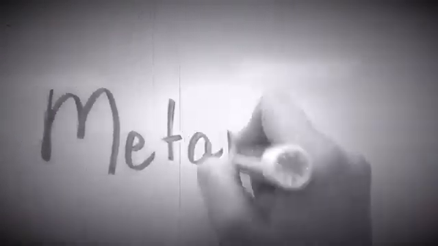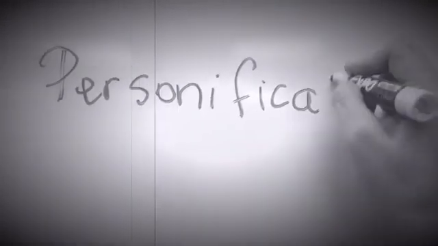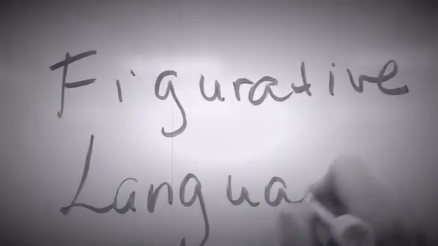To review, we've learned about three different kinds of figurative language in this video: metaphor, simile, and personification. Metaphor is a direct comparison between two things that are not alike. Simile is a direct comparison between two things using the words like or as. And personification is another kind of comparison where we give something the qualities of being alive.